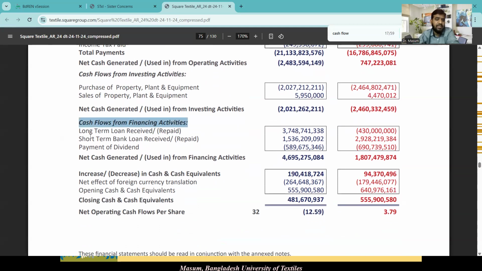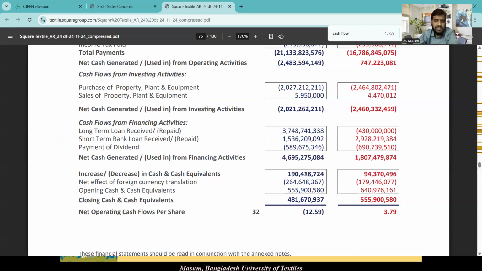What are the financing activities? Long-term loan receipt, short-term loan receipt, and dividend payment. It is recorded as negative. That means you pay dividend, but you have got a huge amount of loan and some short-term loan, and the difference between inflows and outflows is net cash generated from the financing activities.